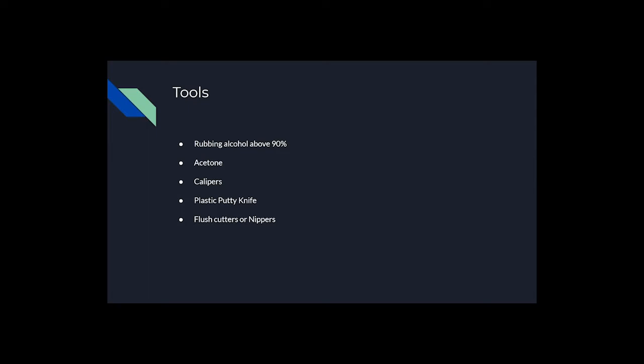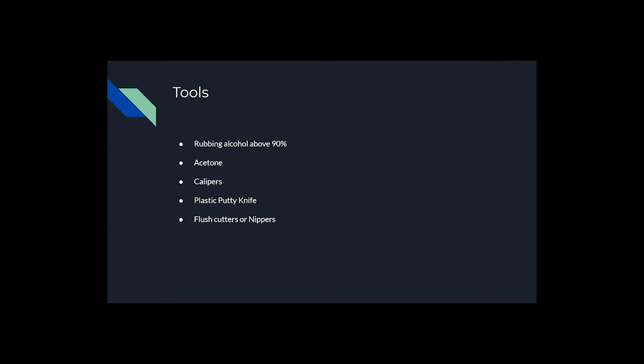Now, some other types of tools that you will see with other people who have 3D printers. It may vary for a couple of these depending on what type of printer you have, but the most common ones are going to be rubbing alcohol above 90%. The reason for that is you're going to be using it to wipe down your build plate, and you want to get rid of anything that could be on there. So the higher the alcohol count, the better.